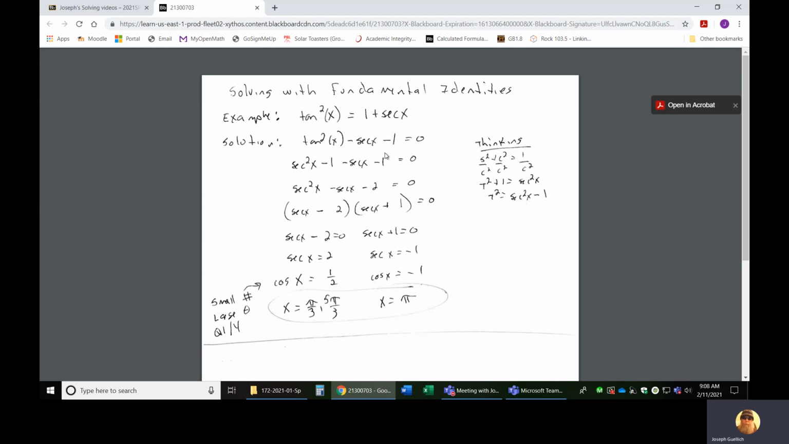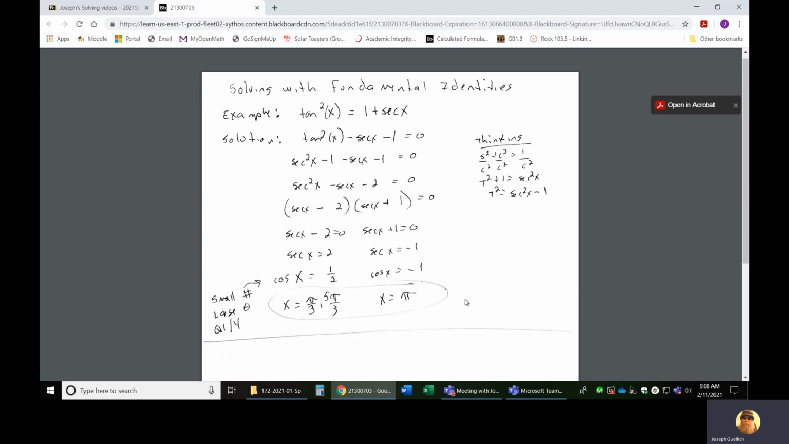So the first thing I do, of course, is move everything to the left side so it's equal to 0. That's always a good first step. And then this kind of looks like the quadratic form, right? We've got something squared, something not squared, and a third thing that's just a number. But they're different trig functions, and that's where the identity comes in. So I substitute tangent squared to be secant squared minus 1, combine the minus 1s into minus 2, factor it, set equal to 0, and solve them like that.